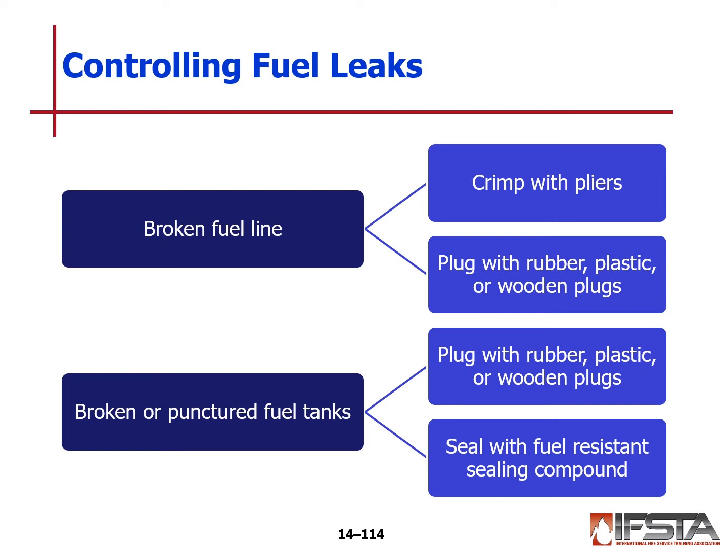Controlling fuel leaks. Fuel leaks can come from broken fuel lines and or broken or punctured fuel cells. With the fuel lines, there are times we can crimp them down with pliers. A lot of your vehicle fuel lines are made of metal, and they can also be rubber flex at some points. You can crimp them down and stop the flow. You can plug with rubber, plastic, or other wooden type plugs as well. And with fuel cells, we can plug with a rubber, plastic, or wooden type plug or wedge, or you may seal with a fuel resistant type sealing compound.